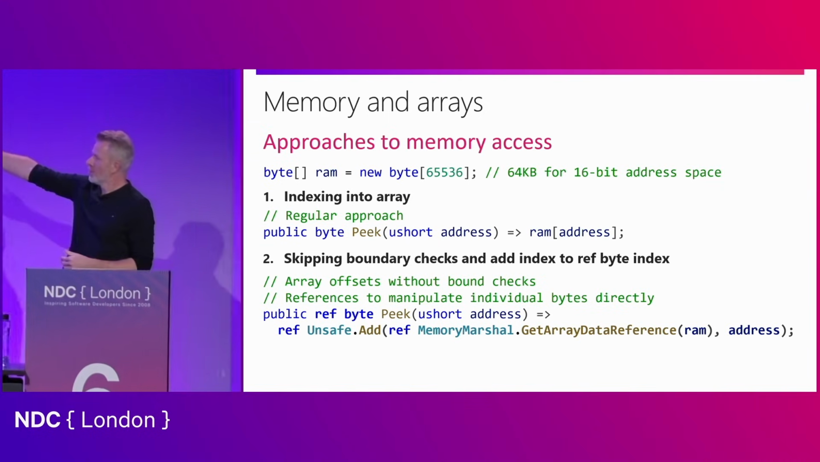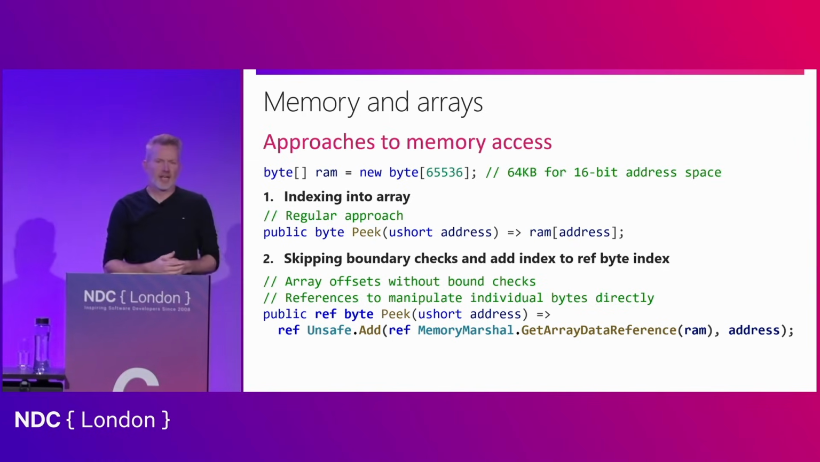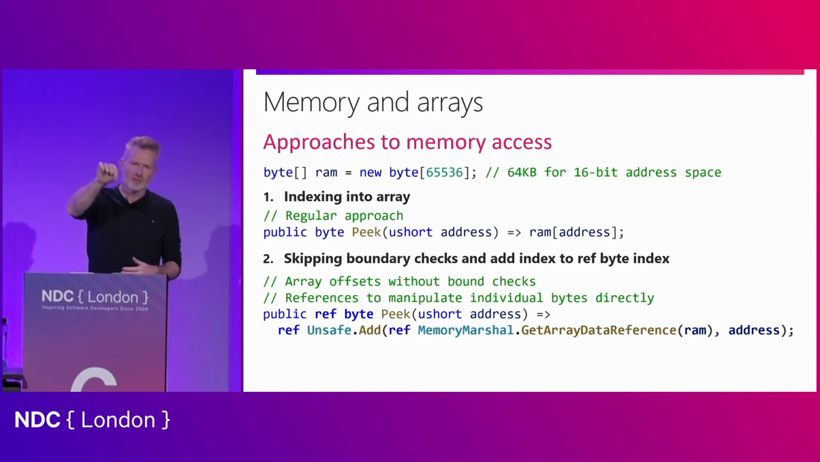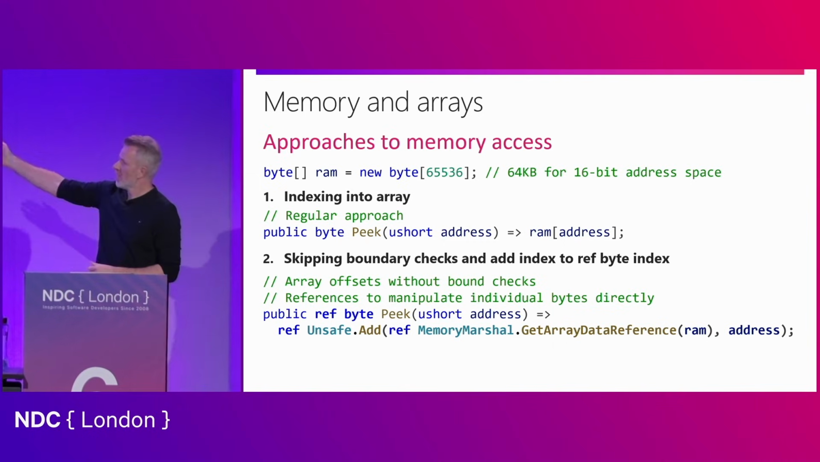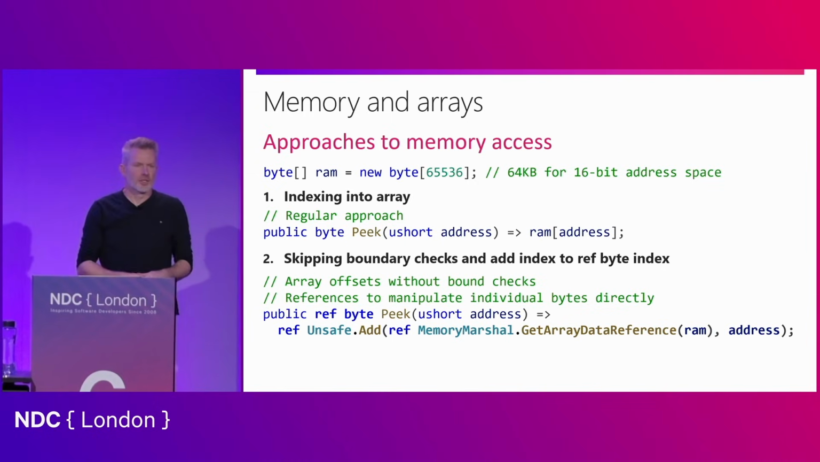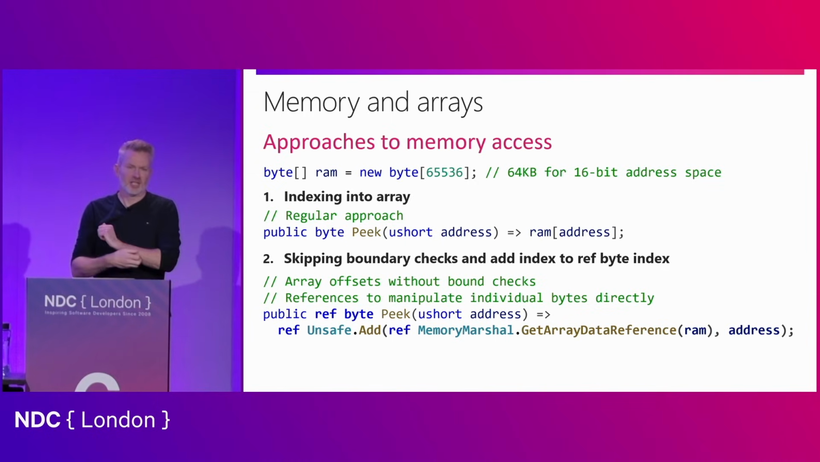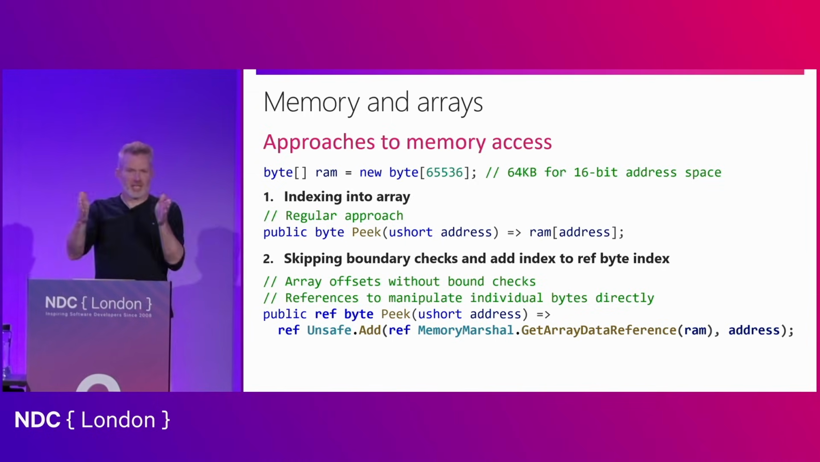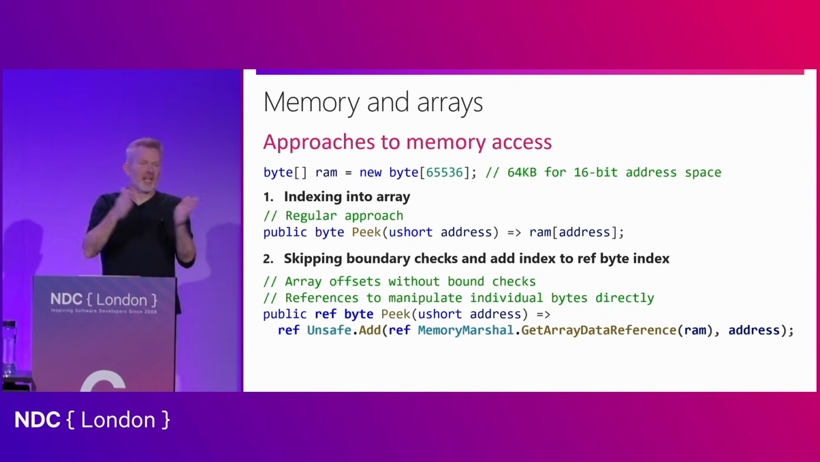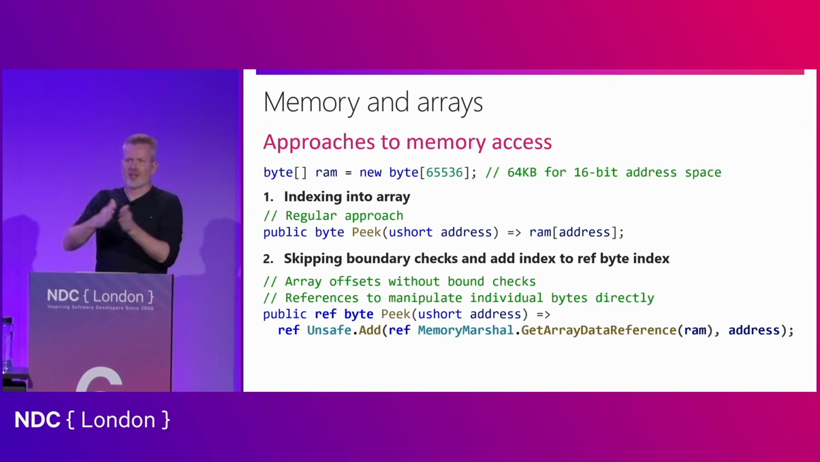You take the RAM, you say, give me an array data reference. So that's the starting value in .NET where it's raw memory instead of managed pointers and stuff. And then you say, I want to do an unsafe add because I know what I'm doing, and I want to add the address. Why are we safe here? Because in the construction of memory, we check that it's exactly 64 kilobytes, and the U-short address can never exceed the bounds because it can't contain a value that's outside of the bounds. So we're pretty safe there.